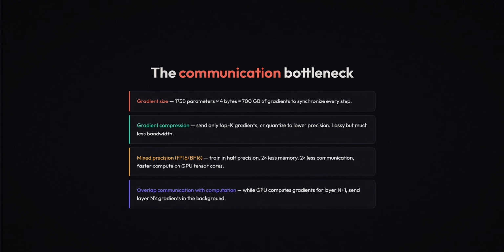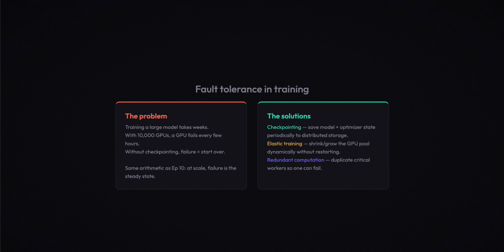Training a large model takes weeks. With 10,000 GPUs, the failure math from episode 10 applies. At 99.9% per GPU uptime, you expect a GPU failure every few hours. Without checkpointing, a failure after 2 weeks of training means starting over. Weeks of computation, hundreds of thousands of dollars in GPU time lost. The solution: periodic checkpointing. Every N training steps, save the full model state, parameters, gradients, optimizer state to distributed storage. On failure, restore from the last checkpoint and resume.